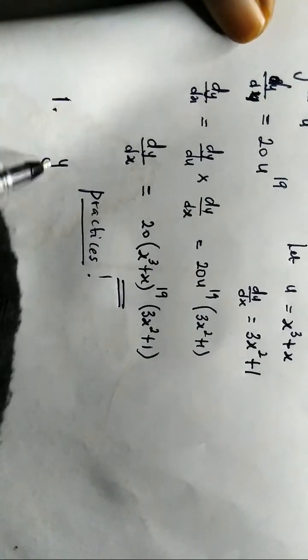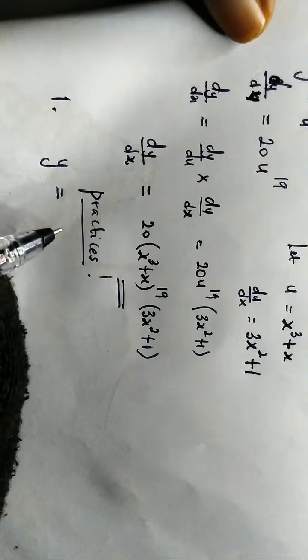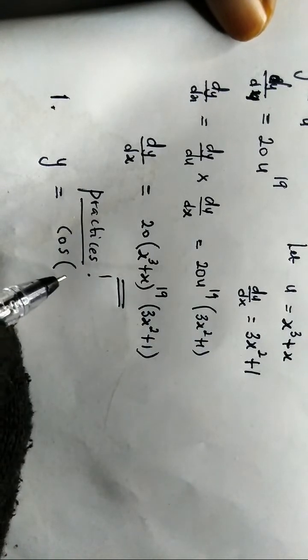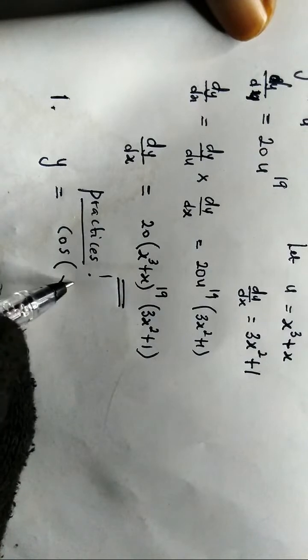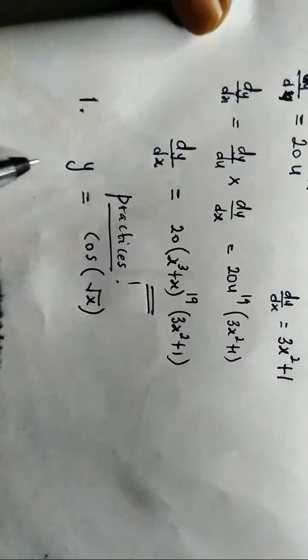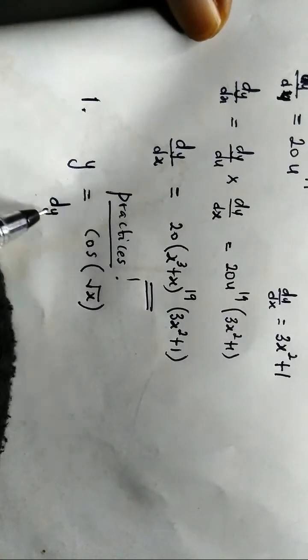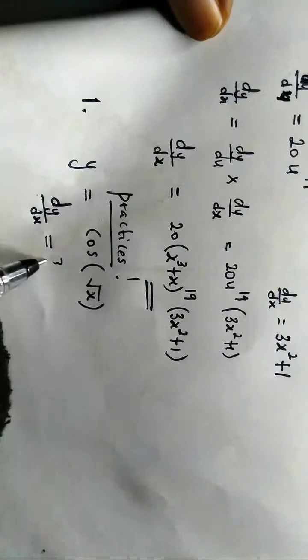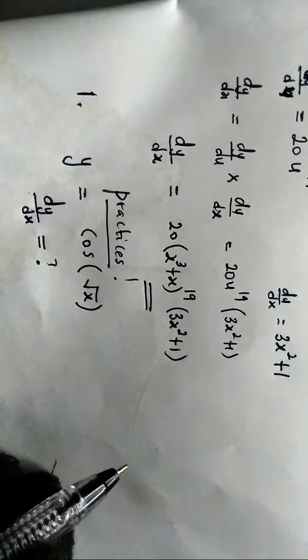So if y is equal to, so what am I going to use this time around? The cosine of, let's say we have the square root of x, right? Cosine of the square root of x, then what is dy dx? So this one is left for the viewers.